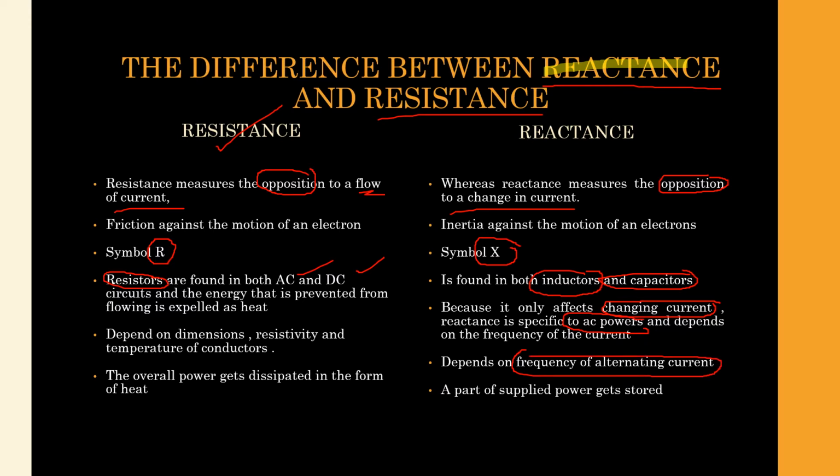Whereas resistance, from our previous lesson, depends on dimension, which is the area and the length, the resistivity and the temperature of the conductor. Heat is dissipated, so we can say energy is dissipated, so we can say power gets dissipated. But in reactance, power gets stored.